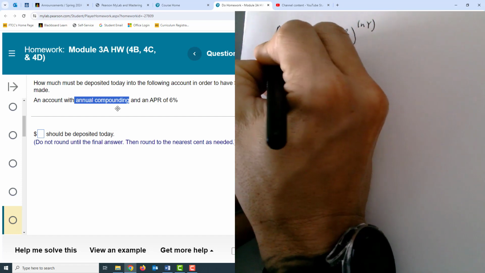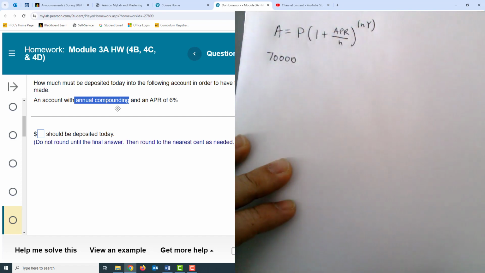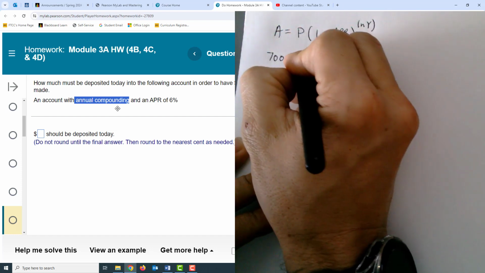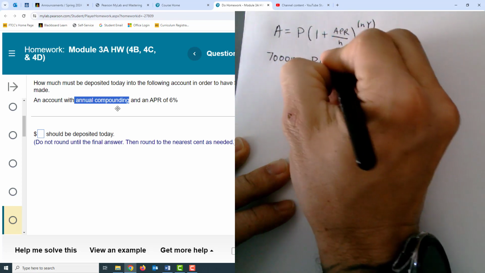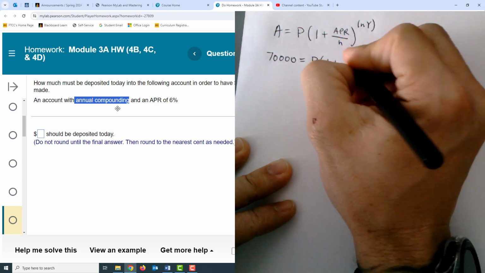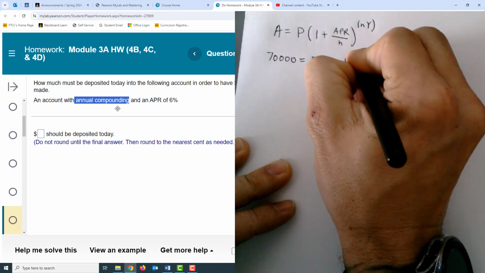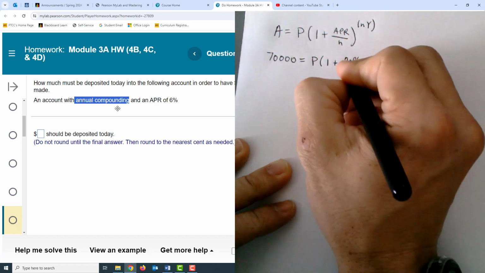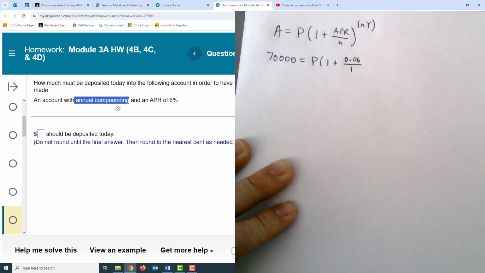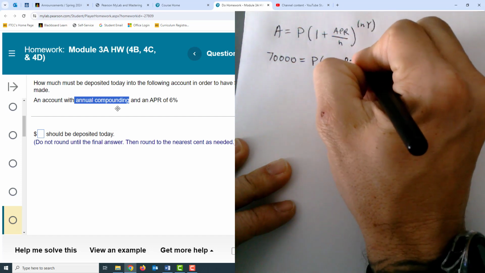So A, you want to be 70,000. Alright, make sure you don't accidentally write 7,000. Equals P is what you're looking for. 1 plus your rate is 6%. Again, remember, express that as a decimal. Divided by N, annual compounding would be 1 compound per year. If that said semi-annual compounding, your N would be 2. Monthly compounding, N would be 12, and so on. But in this case, annual compounding.